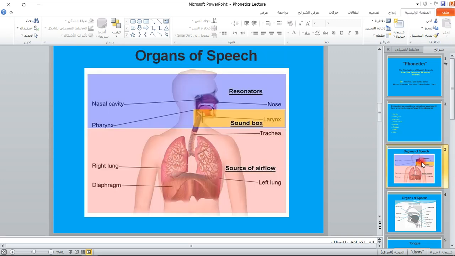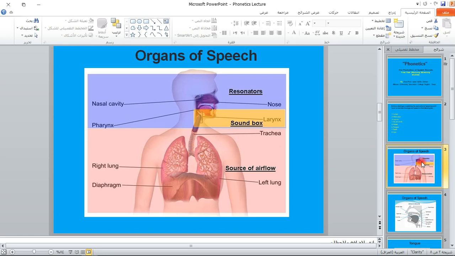Speech organs are divided into two main classes: movable organs, active, and unmovable organs, passive. Movable organs include lips, tongue, and soft palate. Unmovable organs include teeth, alveolar ridge, and hard palate.